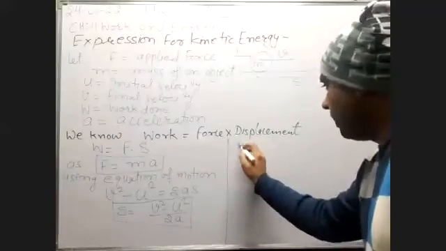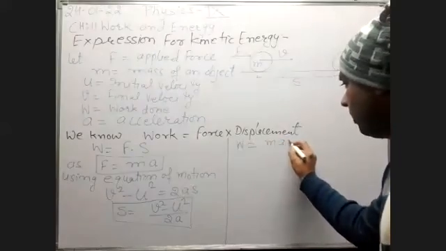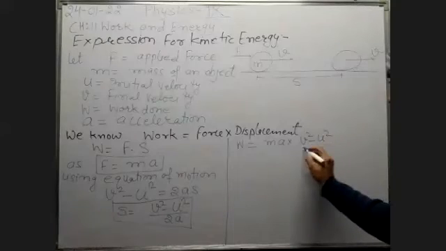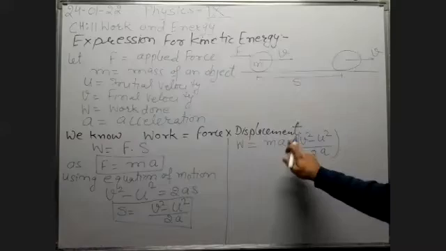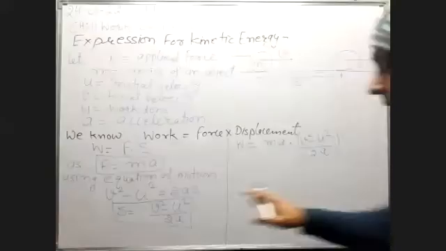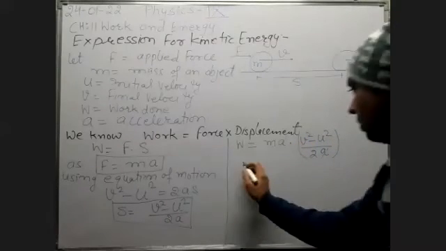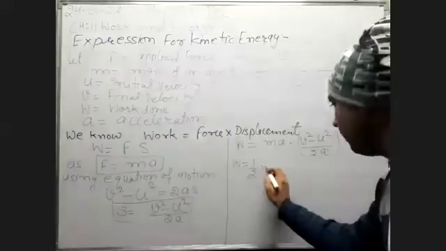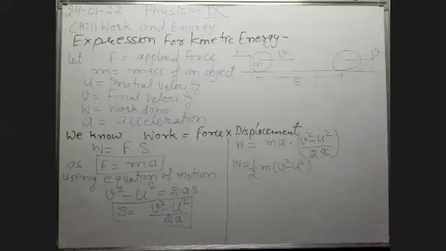So we are having W is equal to what is force? M into A multiplied by what is displacement? V square minus U square divided by 2A. Okay. So these two values. What is F? M into A. What is S? V square minus U square divided by 2A. इसे cancelled out हो जाएगा. So what is the work done? That is equal to 1 by 2 M into V square minus U square.